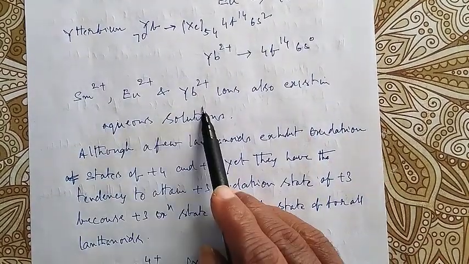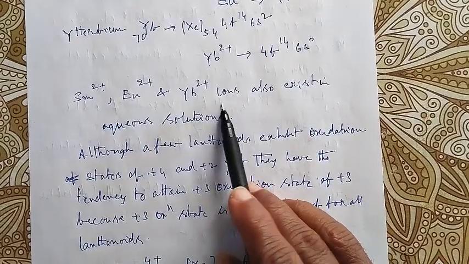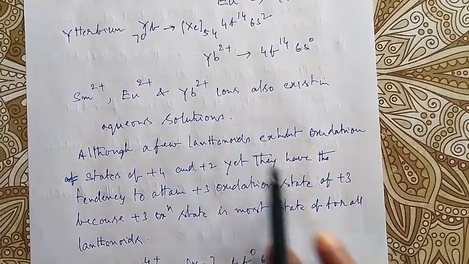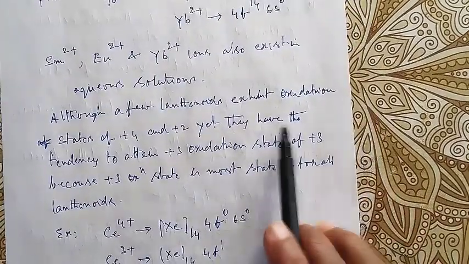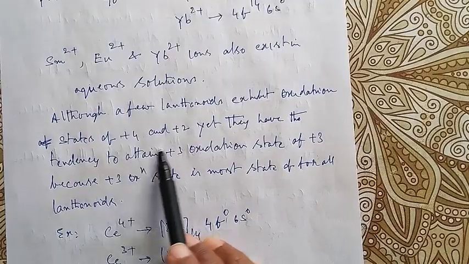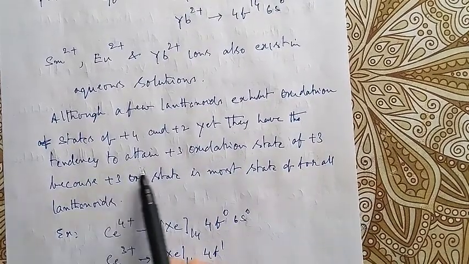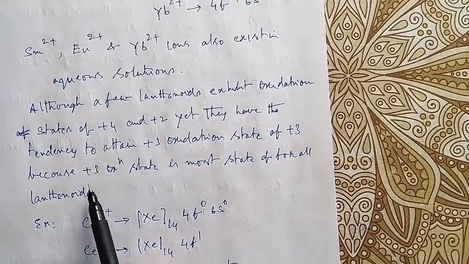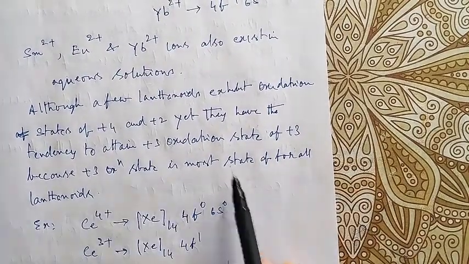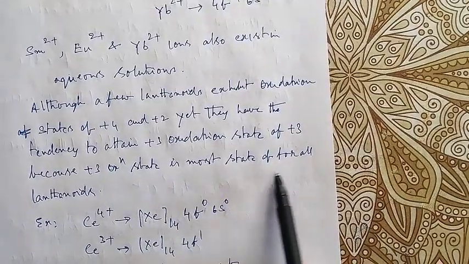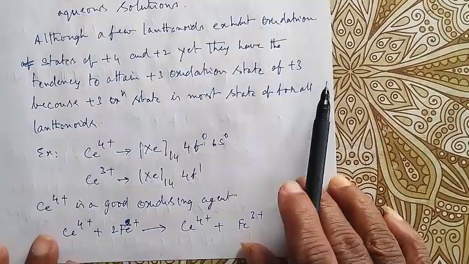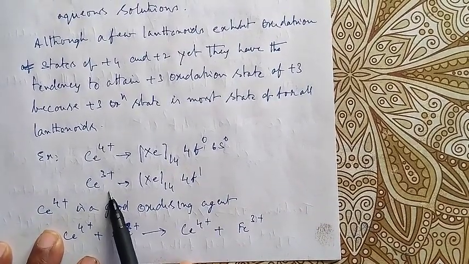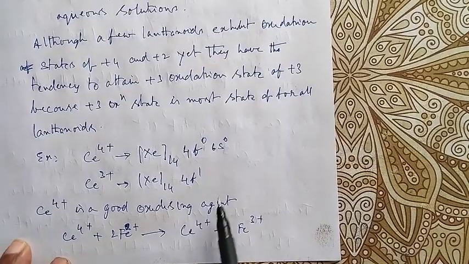Samarium, europium, ytterbium, their dipositive ions also exist in aqueous solutions. Although a few lanthanoids exhibit oxidation states of +4 and +2, yet they have the tendency to attain the +3 oxidation state, because +3 is the most common state for all the lanthanoids. Example, Ce4+ has a 4f0 configuration, Ce3+ has 4f1 configuration.